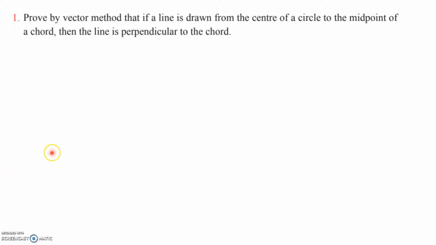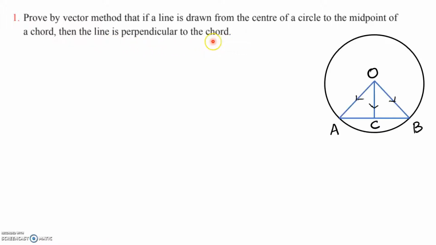So here we have a problem which says prove by vector method that if a line is drawn from the center of a circle to the midpoint of a chord, then the line is perpendicular to the chord. So let's draw the diagram.